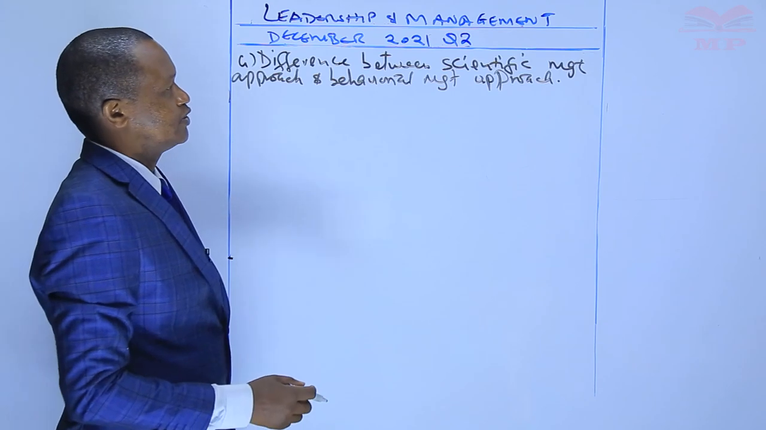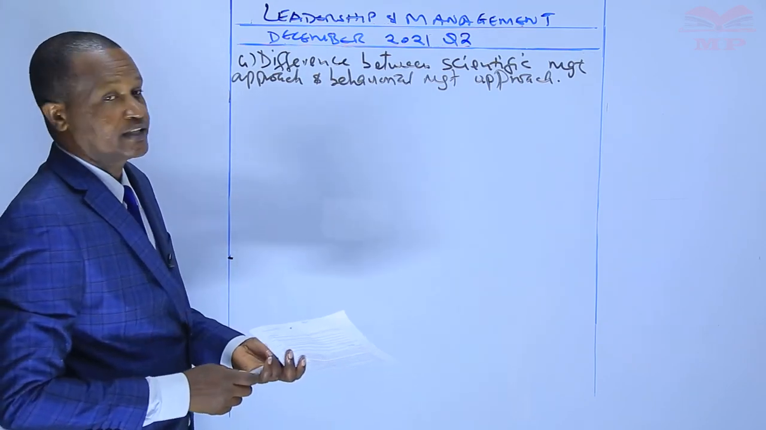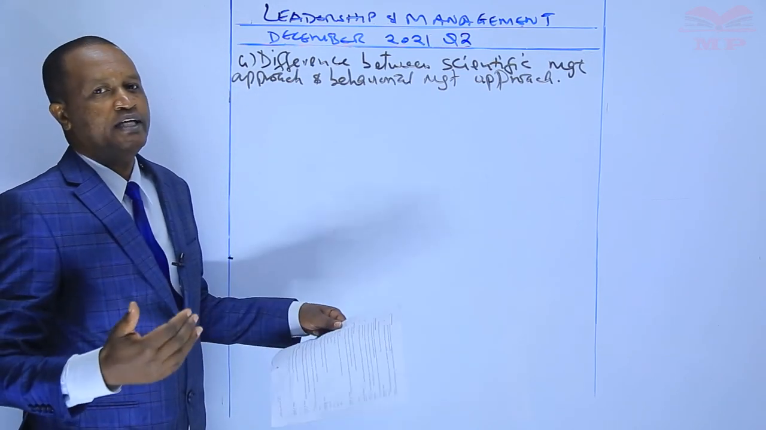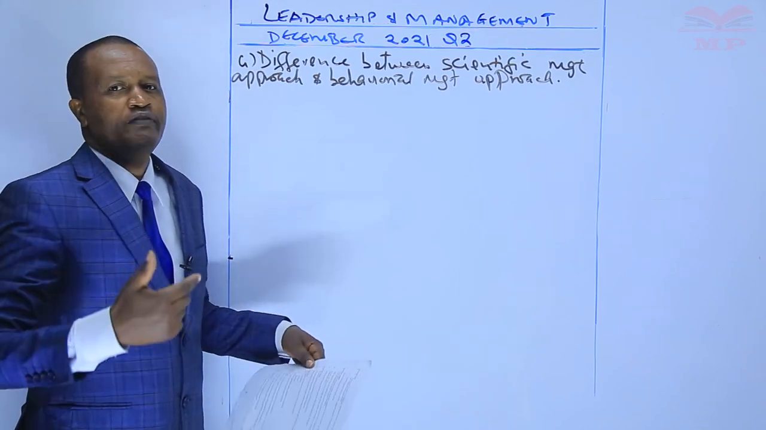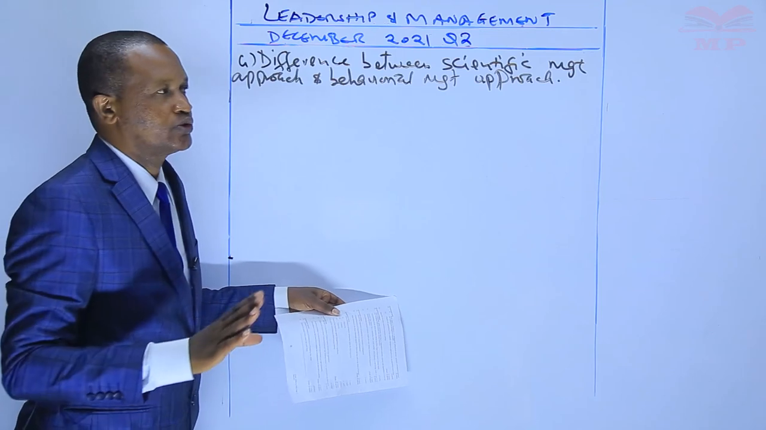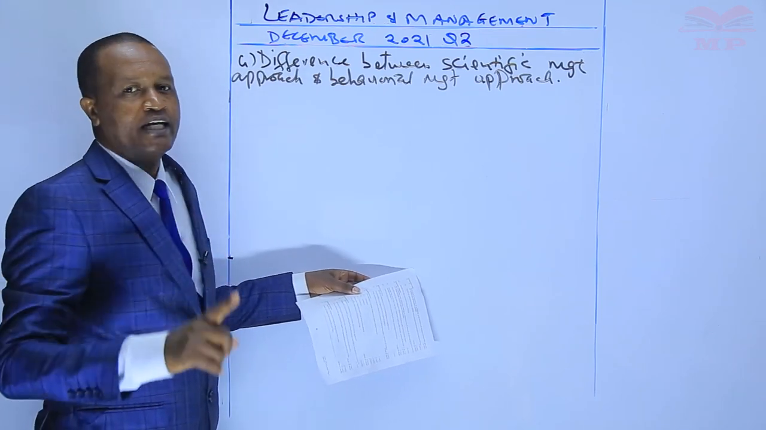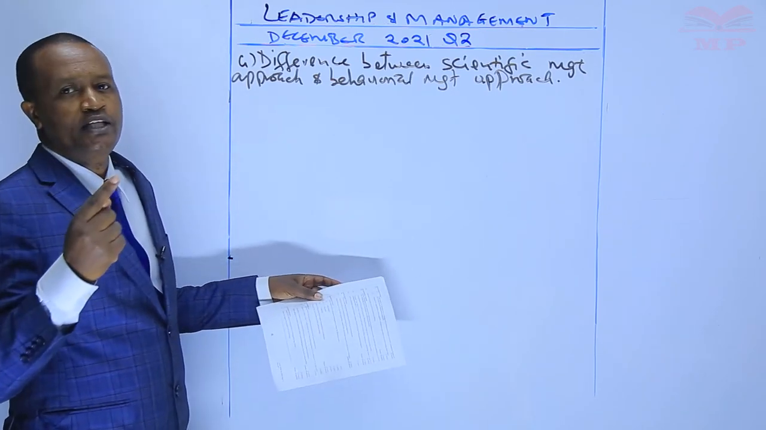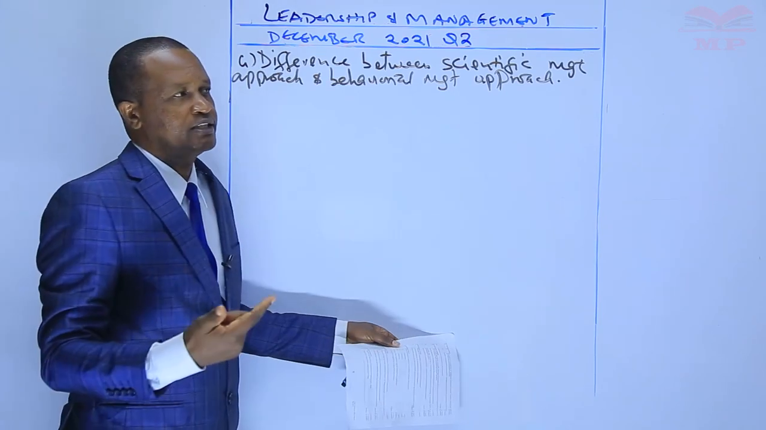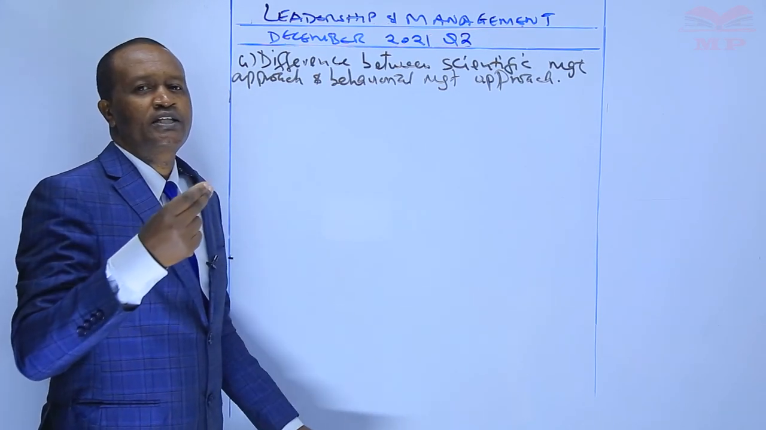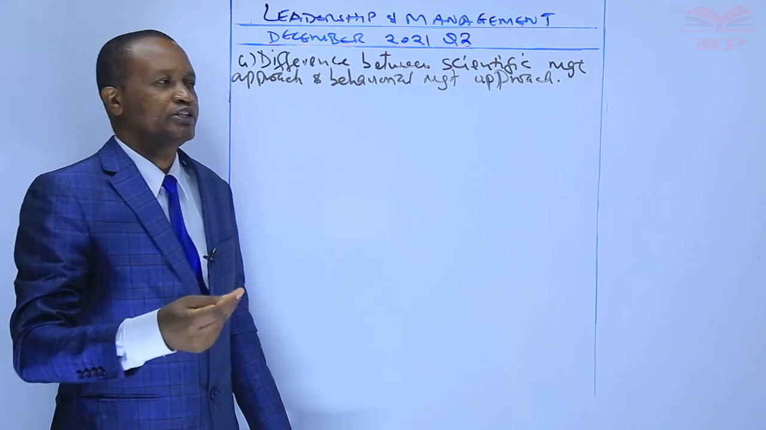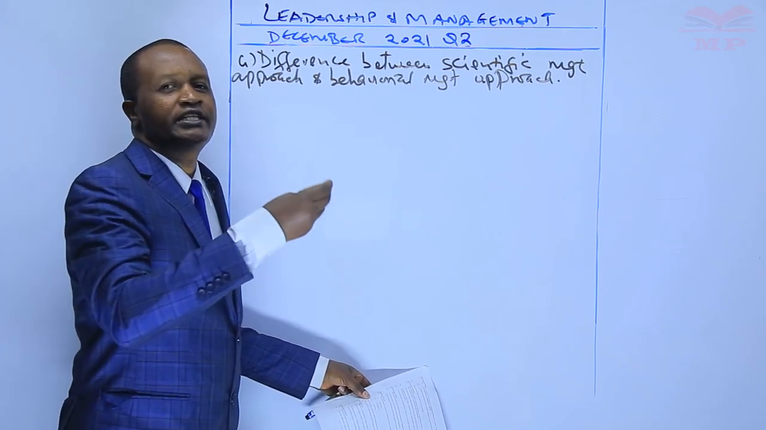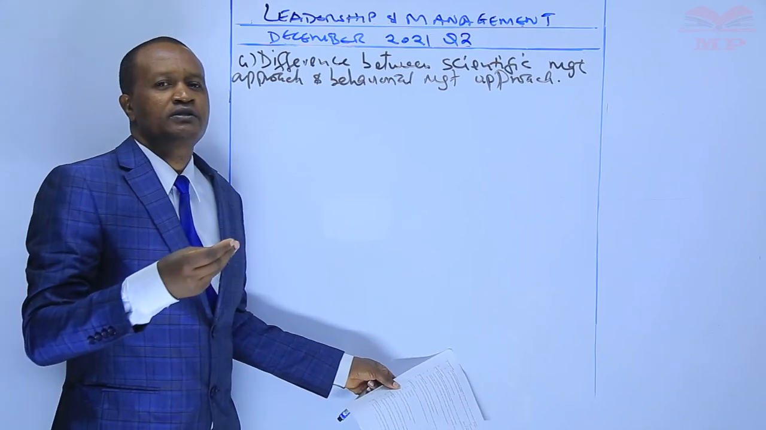Now, candidates, according to Frederick Taylor, scientific management in its essence consists of a philosophy which results in a combination of 4 important underlying principles of management. Number 1 is the development of a true science. Number 2 is the scientific selection of workers. Number 3 is the scientific education and development.